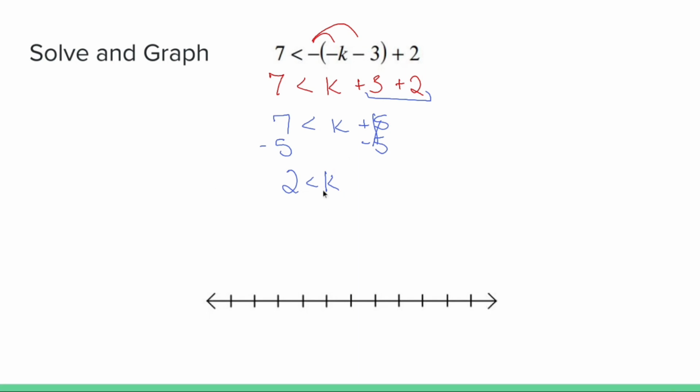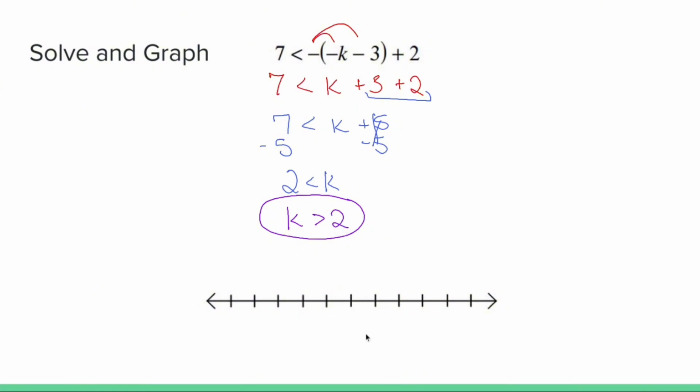If 2 is less than k, the way you should write it out is 2 is less than k, so k is greater than 2. Flip everything, including the sign. Now, the reason why I do this is now it makes graphing a little bit more sense. This means our answer has got to be any number greater than 2. Not including 2, but any number greater than 2.